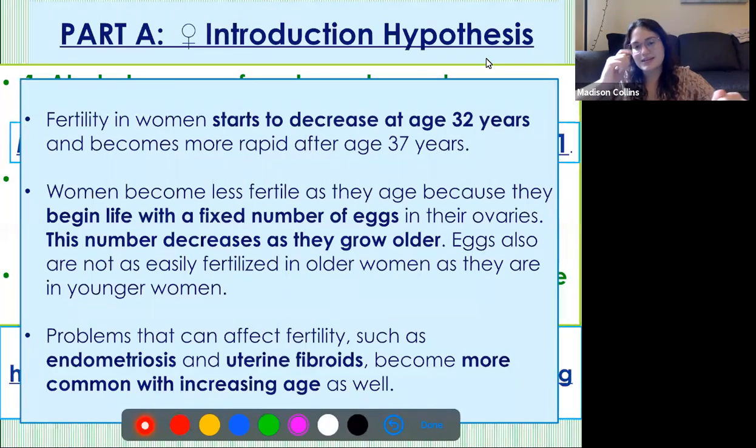And third, problems that can affect fertility, such as endometriosis and uterine fibroids, become more common with increasing age as well. So you may know someone with one of these two issues. My mom has endometriosis, which we will actually talk about in a few days. But again, as we get older, things start working a little bit less well, and these are some factors that can affect fertility as well.